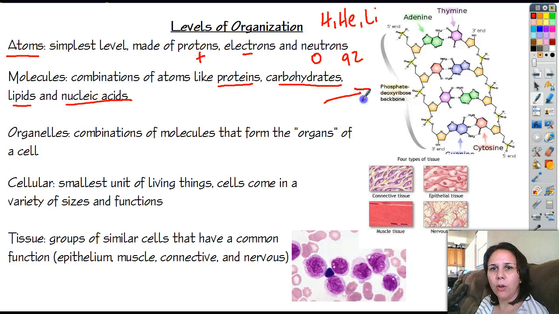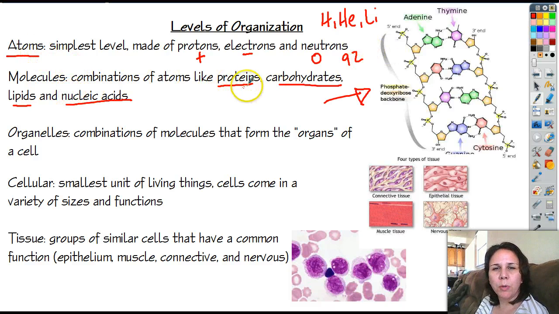So here's an example over here of a molecule, specifically a nucleic acid. As you can see, this is a strand of DNA, and you can see the O's and the N's in there. Well, those are the elements or atoms that make up the molecules.